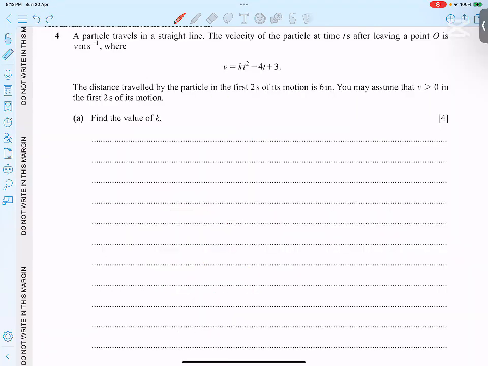Question number 4 we have now, students. A particle travels in a straight line. The velocity of the particle from O is given by this formula. The distance traveled in the first 2 seconds is 6 meters. It means I can say that, and he said to find the K value.